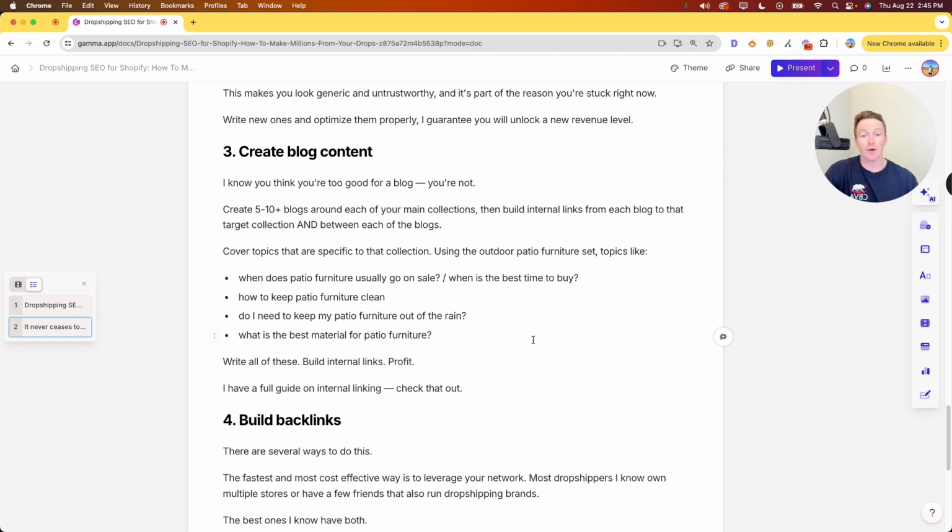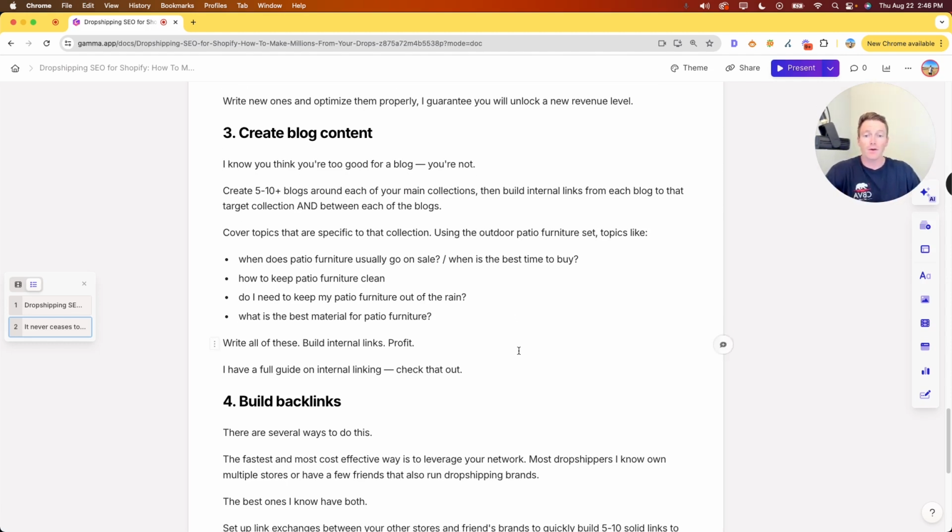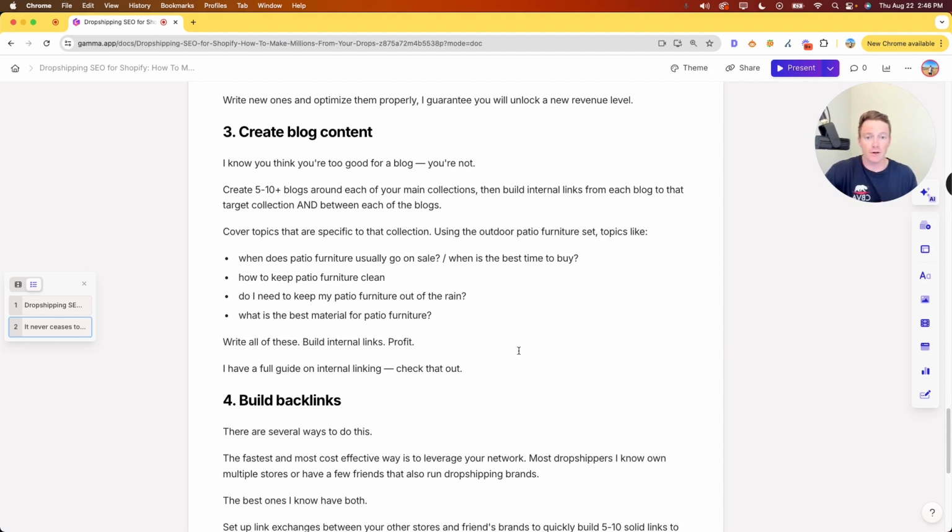What is the best material for patio furniture? If I'm selling wicker patio furniture, I definitely want to cover this particular one because I can go out and say why wicker is better than metal or whatever other material is out there, right? You can use these as points of leverage to explain why yours is better than other people's. Okay. Write all of these blogs, build internal links properly, and profit. Okay. I've got a full guide on internal link building on my YouTube. Go check that out. Link will be there.